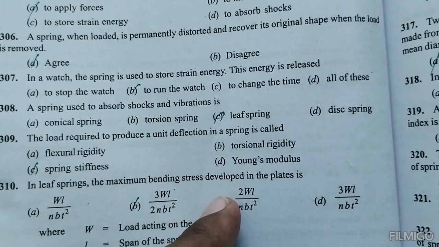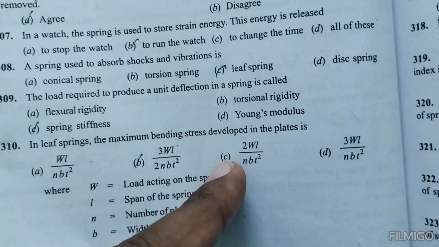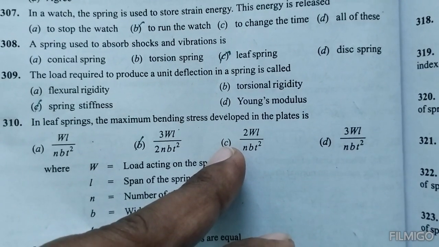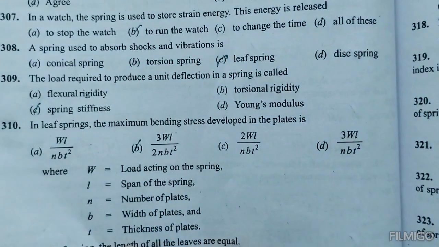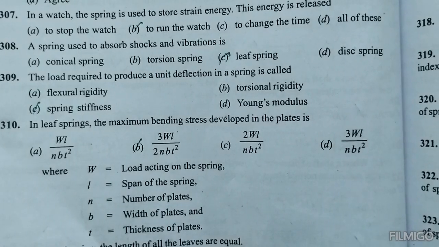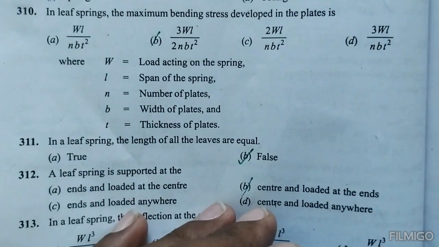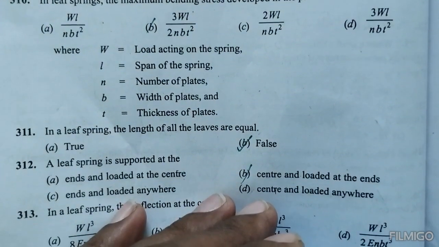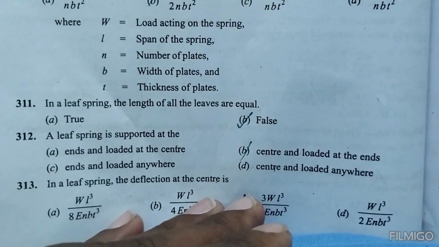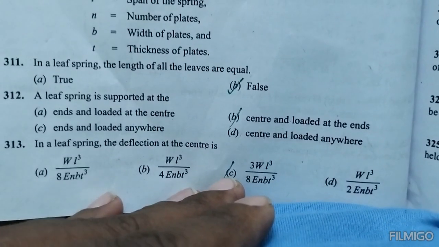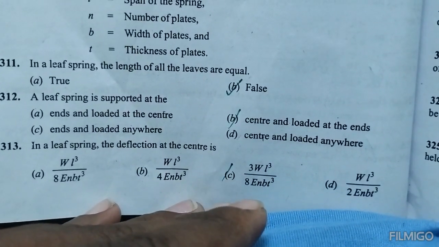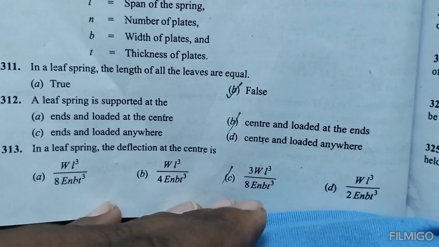The energy is released to run the watch. A spring used to absorb shocks and vibration is a leaf spring. The load required to produce a unit deflection in a spring is called spring stiffness. In a leaf spring, the maximum bending stress developed in the plates is 3WL by 2nbt square. In a leaf spring, the lengths of all leaves are equal. False. A leaf spring is supported at the center and the load at the ends. The deflection at the center of a leaf spring is 3WL cube by 8Enbt cube.